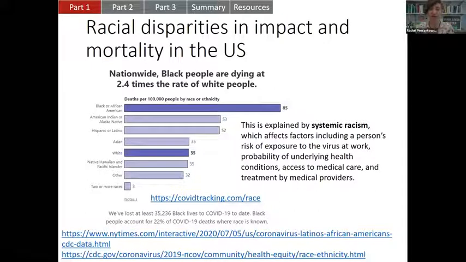And I want to be perfectly clear that this is explained by systemic racism. This is not explained by the virus preferring one group of people over another, or biologically succeeding in replicating in one race over another. This has to do with all of the ways that racism affects factors in a person's life, including their risk of exposure to the virus in the place where they work, in the place where they live, probability of other underlying health conditions that impact their prognosis, access to medical care, and also how people are listened to and treated by medical providers. So these are the things that drive these disparities in the impact of COVID-19 here in the US.